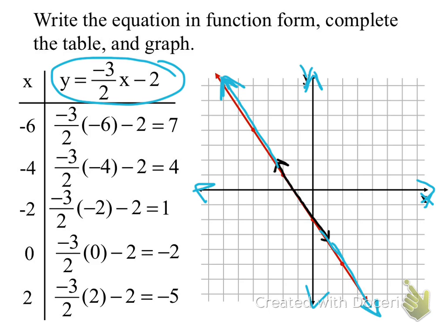Now, once I'm done, if you want to, you can say this is y equals negative 3 over 2 x minus 2. Or you could use the original, remember the original equation was in standard form? You could use that as well.